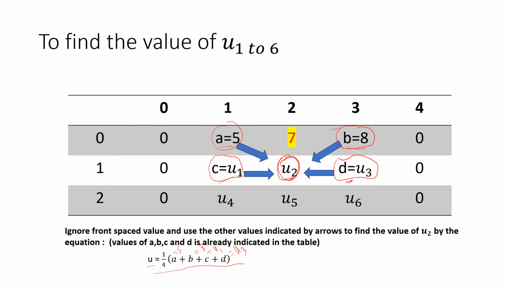And then you have to find out what u1 is, because u1 is also unknown. As you can see, a will be this one for u1. Then b will be 7, and c will be 0, and d will be u2 for u1. For u3, a will be 7.